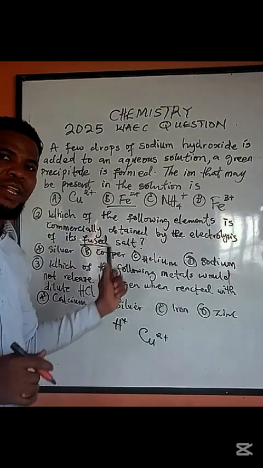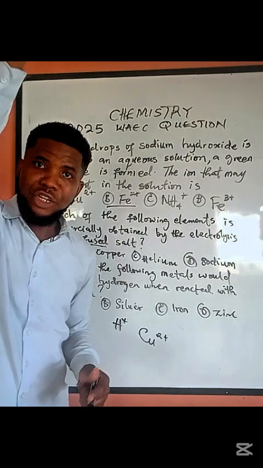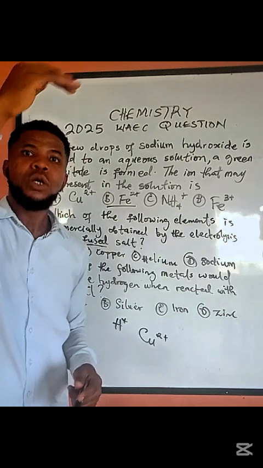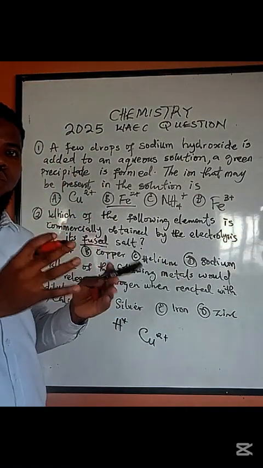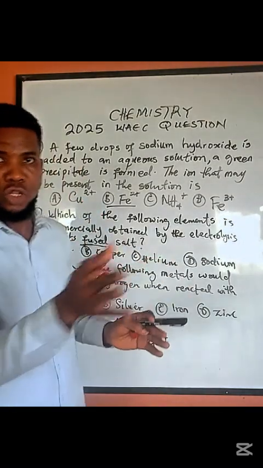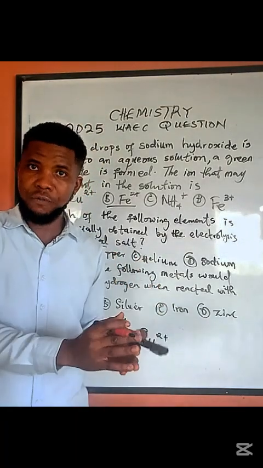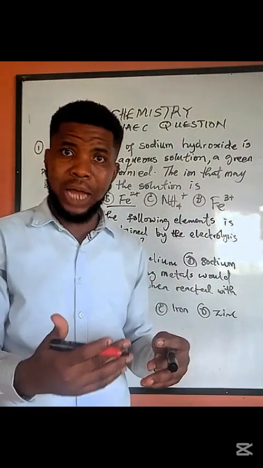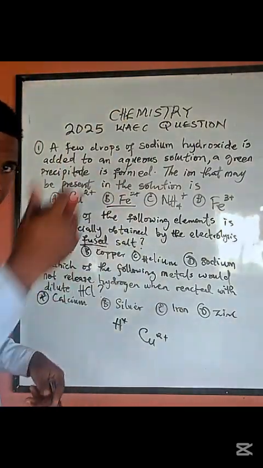But at this point, we're looking at fused chloride. Those ones that are above will not be discharged from solution. For them to be discharged at all, you have to eliminate any water. So it has to be melted, instead of dissolved, or converted to a fused form in order for them to be discharged. So what are those ions above? They include potassium, sodium, calcium, and magnesium.